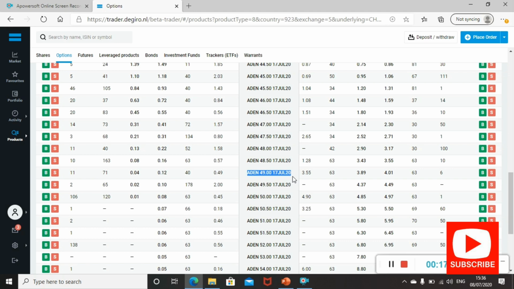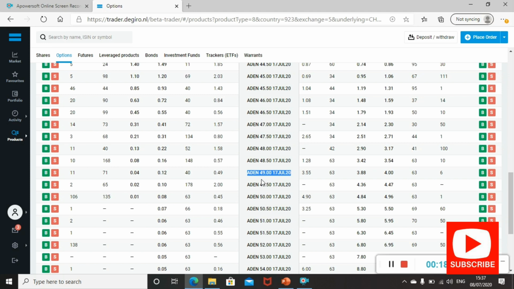Whether the share price is down at 45 or 40 or 35, it doesn't matter. My losses are going to be capped at the price of the option. That's the great thing about options. Your downside risk is limited and you know exactly what it is when you enter the contract.